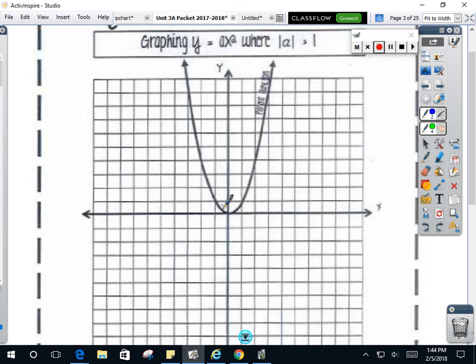Okay, so negative 2, 8 would be left 2, up 8. And then negative 1, 2 would be left 1, up 2. 0, 0 is at the origin. 1, 2 would be right 1, up 2. And then 2, 8 would be right 2, up 8. Okay, then connect them.